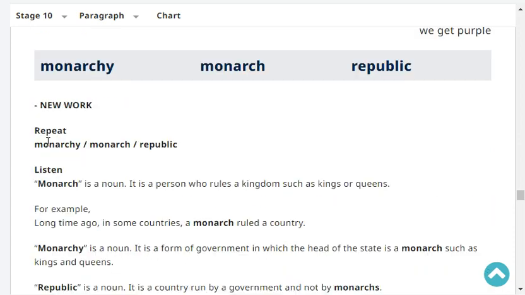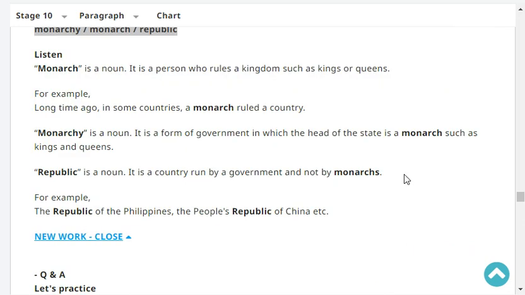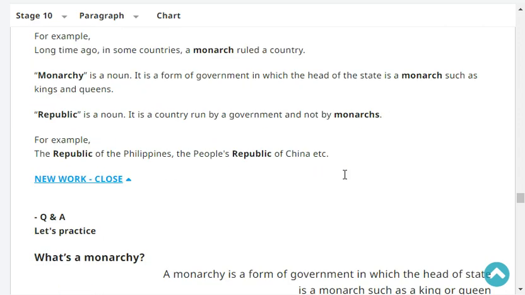Next, repeat. Monarchy. Monarch. Republic. Very good. Okay, listen. Monarch is a noun. It is a person who rules a kingdom, such as a king or a queen. For example, long time ago in some countries, a monarch ruled the country.